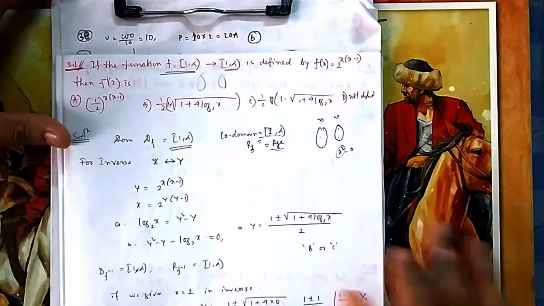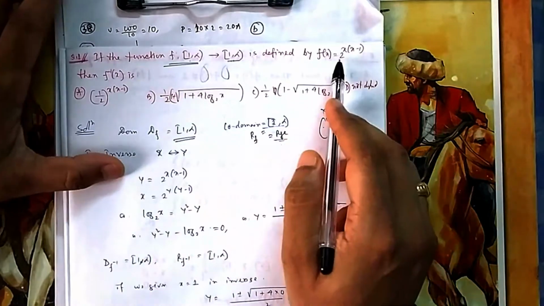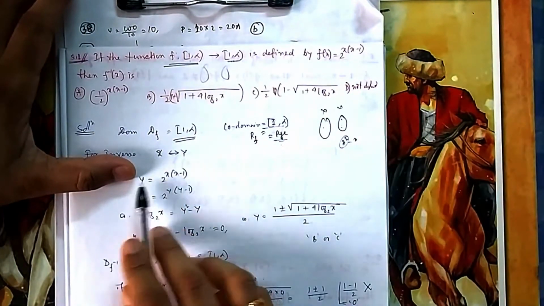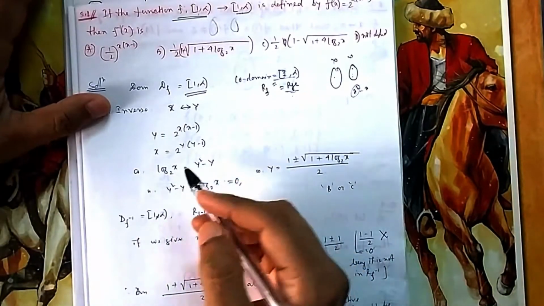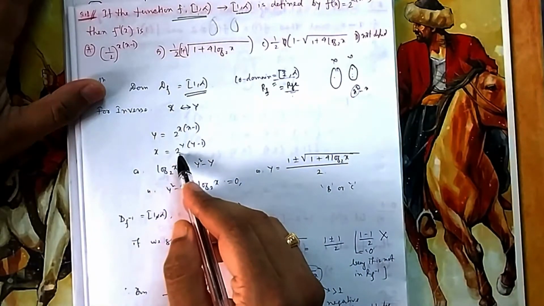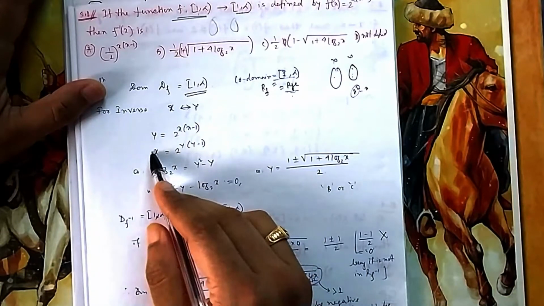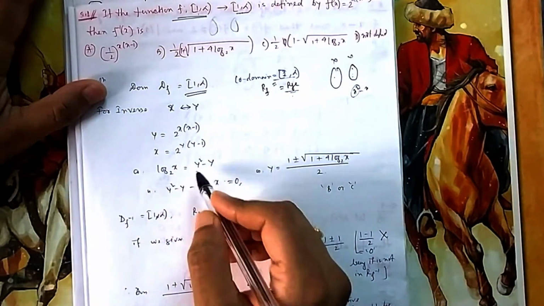Now to find the inverse, we just change the position of x and y. So if I change the position, this is x, this is y. Now you have to write everything in terms of y again. So you take log, because you have to eliminate this base. You take log to the base 2 on both sides, and it will get automatically eliminated.